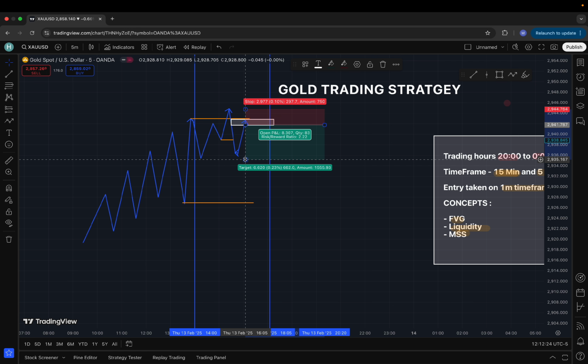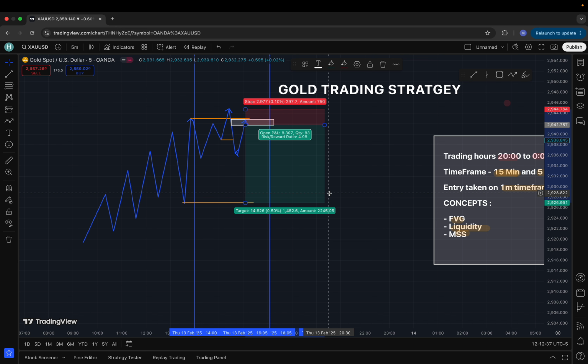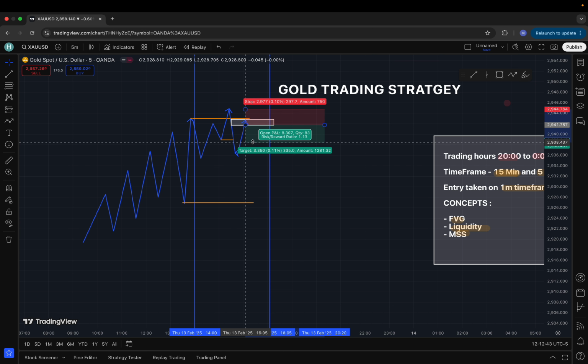So if you're in for a quick in and out trade, I would recommend you just aim for this, get a quick 1 to 2. If you're feeling a bit more risky, then I would aim for opposing liquidity, and that would be a 1 to 5.